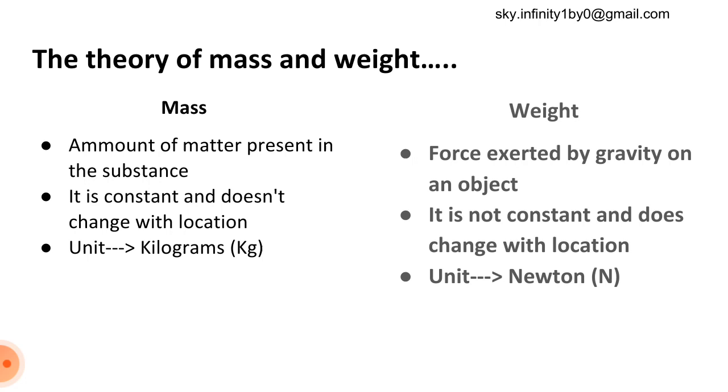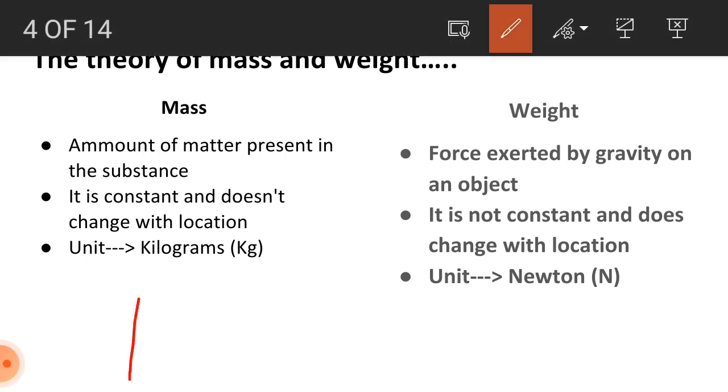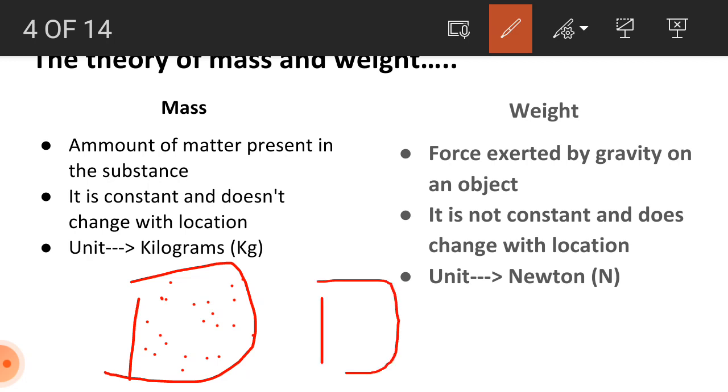What is mass and weight? Is it the same? Is there a slight difference? Or is there a vast difference between mass and weight? Yes, of course, there is a difference between mass and weight. And the difference is, mass is the amount of matter present in a substance. So if this is that substance, this is the matter, and this will be called the mass. Whereas weight is the force exerted by the gravity on an object.